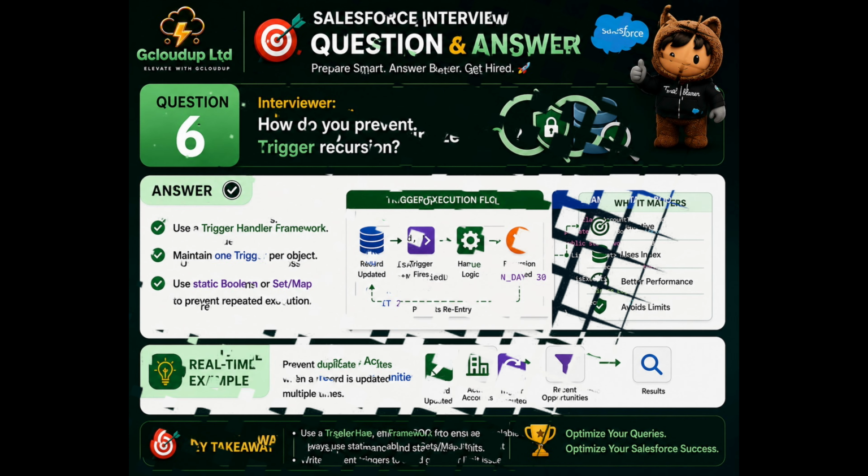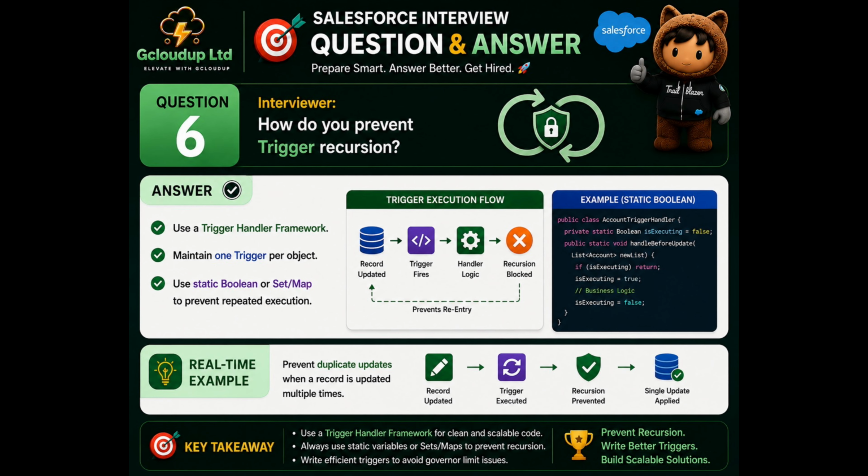So next question: how do you prevent trigger recursion? Trigger recursion happens when a trigger repeatedly updates the same records. To prevent that, we can use a trigger handler framework. Also we can maintain one trigger per object, and use static Boolean variables, sets or maps in the trigger methods, so it can avoid the recursion.